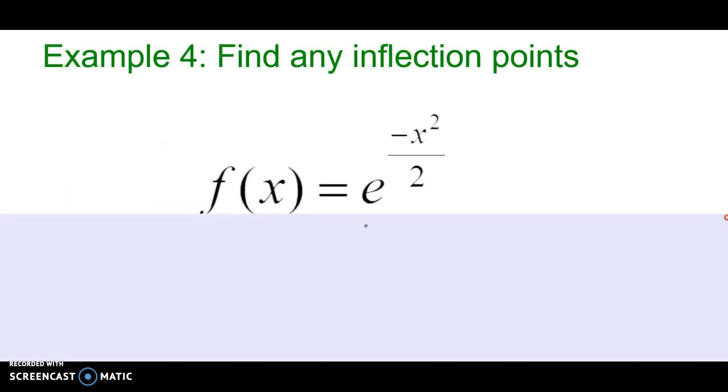All right, let's have you guys try this one. This time we're looking for inflection points. So now you know that we need a second derivative. Notice that it doesn't ask anything about extrema or increasing, decreasing, so you don't even need to make an increasing, decreasing chart. So go ahead, put me on pause, and then we'll check our answers.